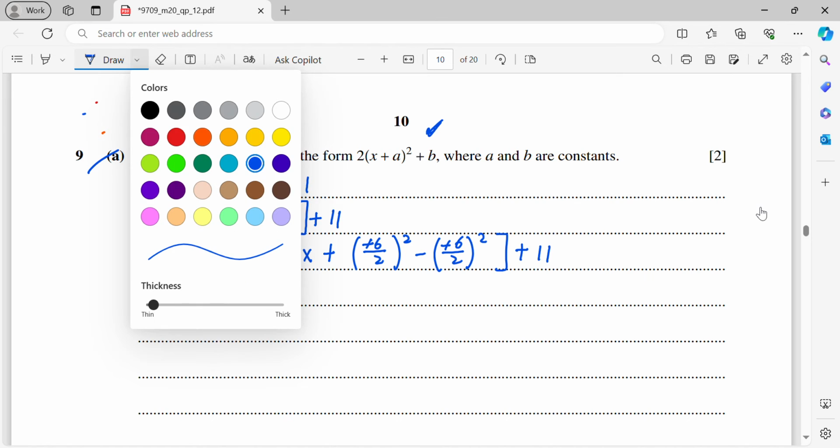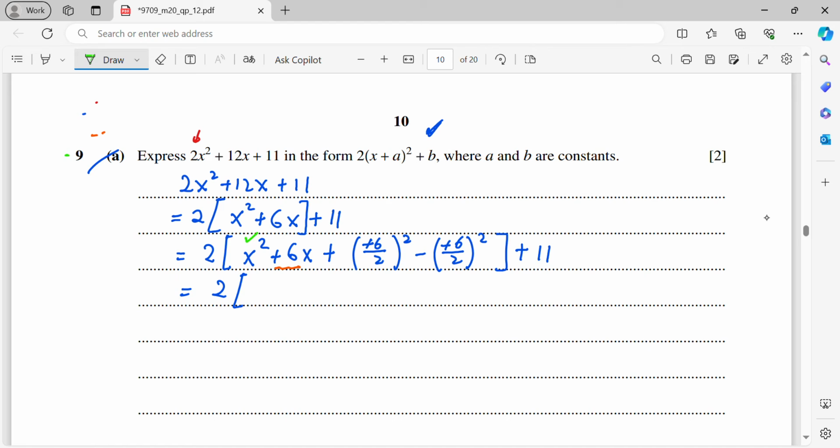Now, once you are in this step, what to do? Combine the first and third term and factorize the square. So I will get x. Now, the second term, which is plus 6 over 2, that is same as plus 3. Then you square it. And minus this, I know that it is 3, so 3 squared. Then plus 11. Then from here, you will get 2 times x plus 3 squared minus 9, then plus 11.